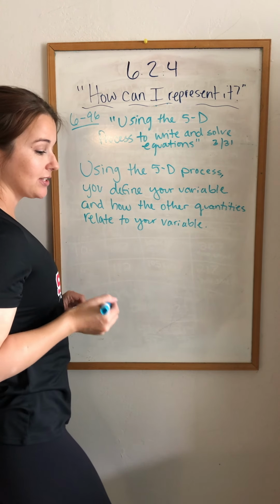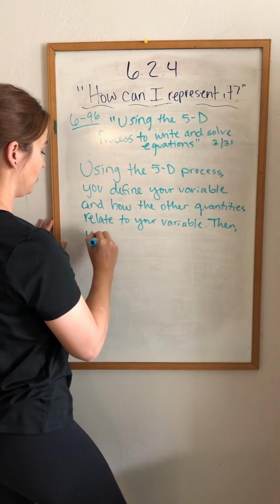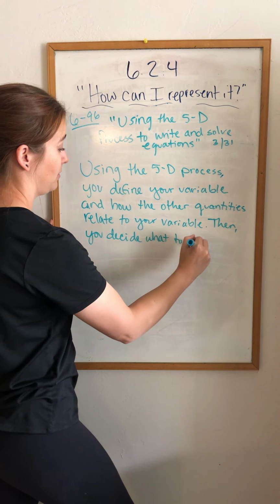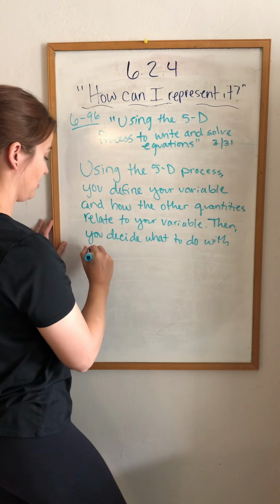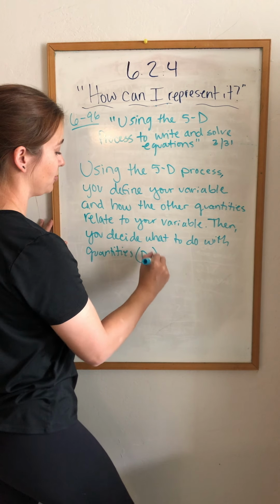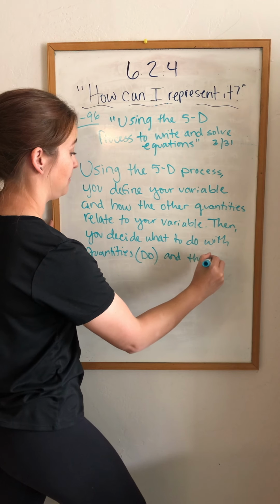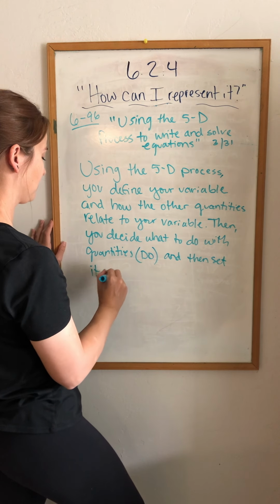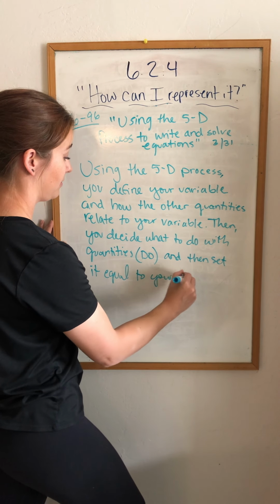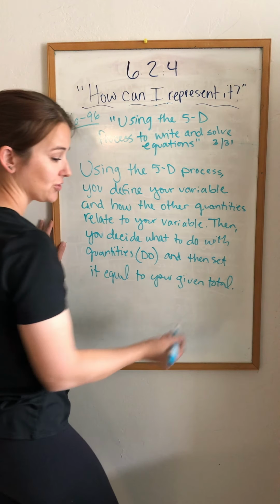I put then you then decide what to do with the quantities, and that was part of the do section, and then set it equal to your given total, and then you can solve for your variable.